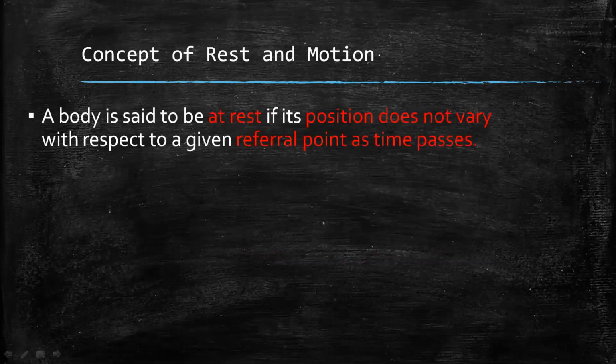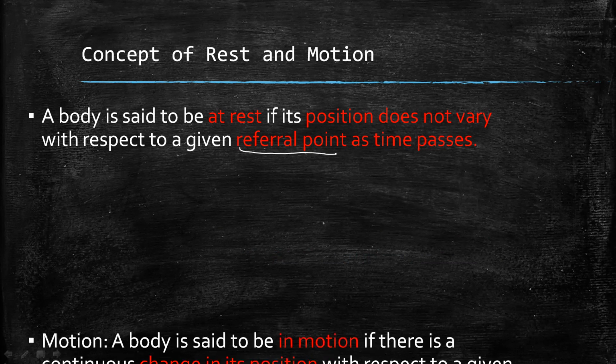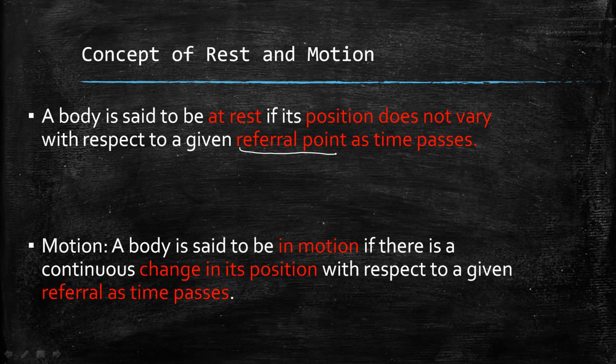Now, when I define rest and motion, in addition to the words with respect to time, I have used one more phrase. It is with respect to a referral point. We'll be discussing the importance of the referral point when we say rest and motion. So the definition of rest is this: if an object is not changing its position with respect to a given referral point as time passes, it is at rest. You can say that an object is moving if there is a continuous change in its position with respect to a given referral point as time passes.